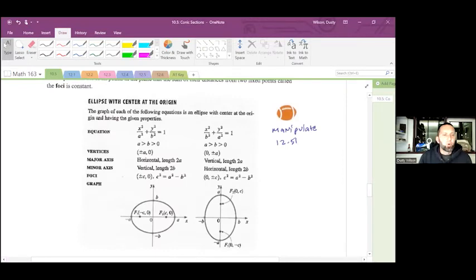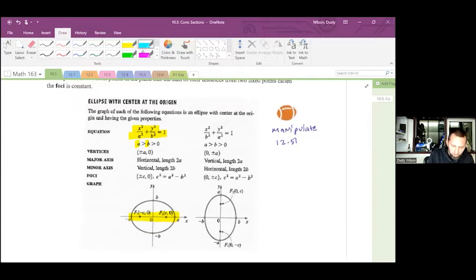So, an ellipse with the center at the origin. The graph of each of the following equations is an ellipse with center at the origin and having the given properties. If we have the equation x squared over a squared plus y squared over b squared equals 1, and a is bigger than b, bigger than 0, then you're going to have vertices at plus or minus a, 0. So that would be these two points here. And you have a major axis that has length 2a, the long diameter, if you will.